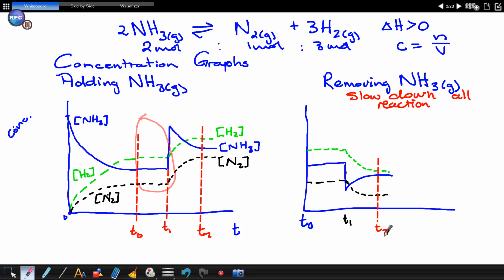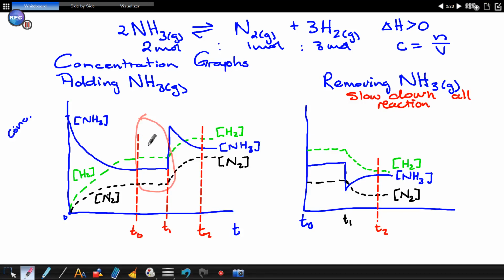Your graphs went up again. I don't understand why. So this is the concentration of ammonia graph. The green one is the concentration of hydrogen graph, and the black one is the concentration of nitrogen graph. Okay.